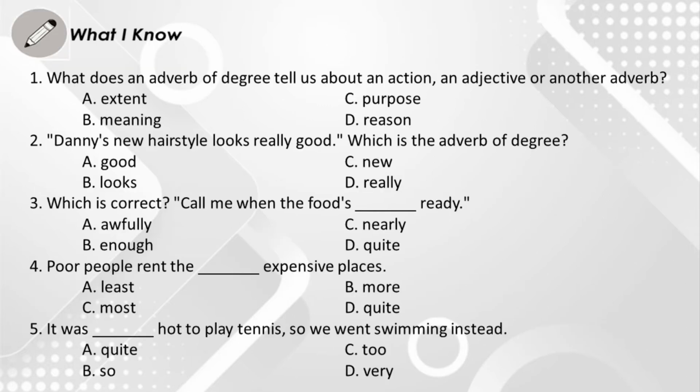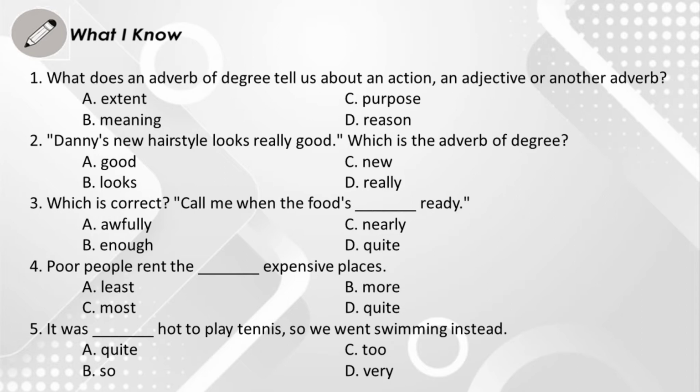1. What does an adverb of degree tell us about an action, an adjective or another adverb? A. Extent. B. Meaning. C. Purpose. D. Reason. 2. Danny's new hairstyle looks really good. Which is the adverb of degree? A. Good. B. Looks. C. New. D. Really.